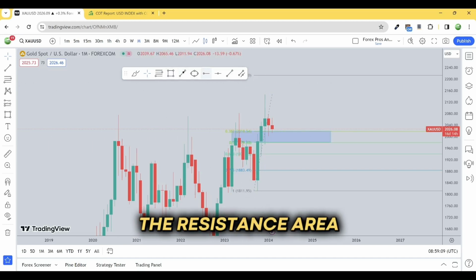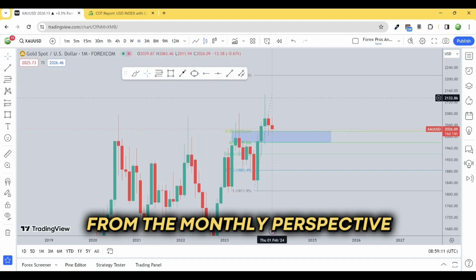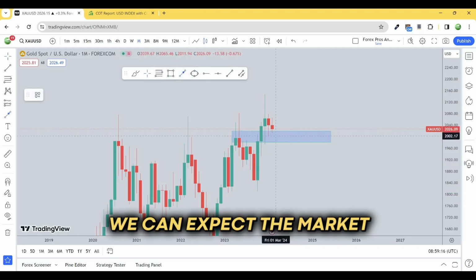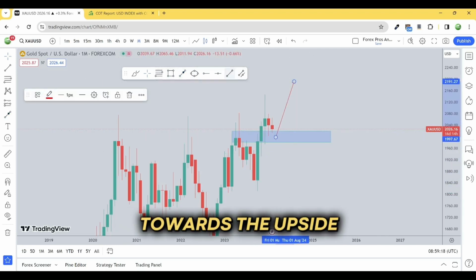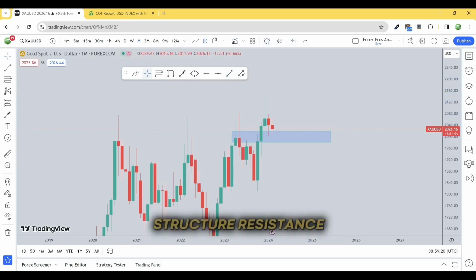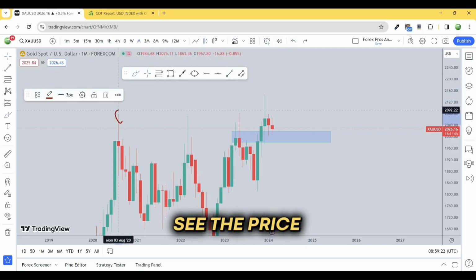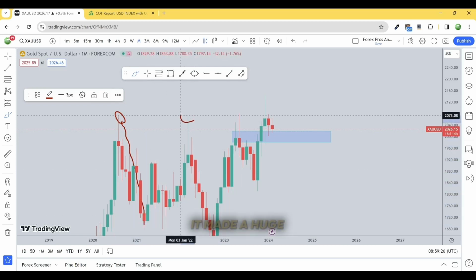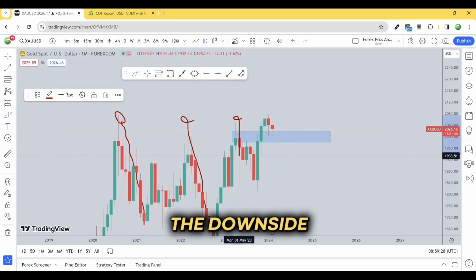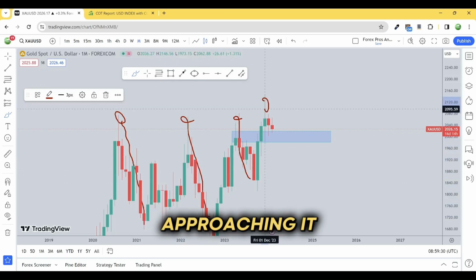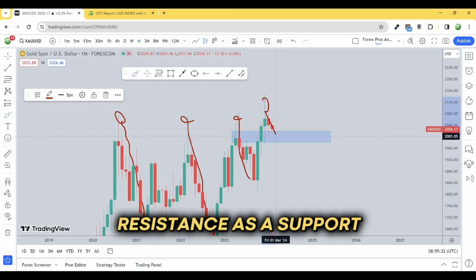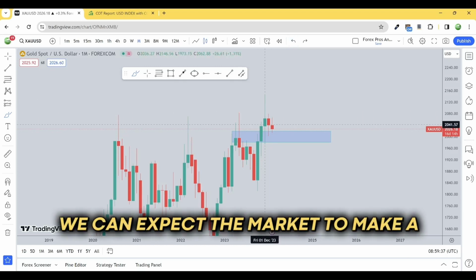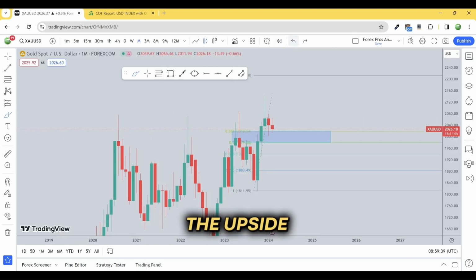previously the resistance area. So from the monthly perspective, what we can see is that we can expect the market to make a retracement towards the upside. This is a very important structure resistance, because you can see the price action on the markets whenever it reached this area, it made a huge move towards the downside. And now it's again approaching it, but not as a resistance, as a support. So from the monthly time frame, we can expect the market to make a move towards the upside.